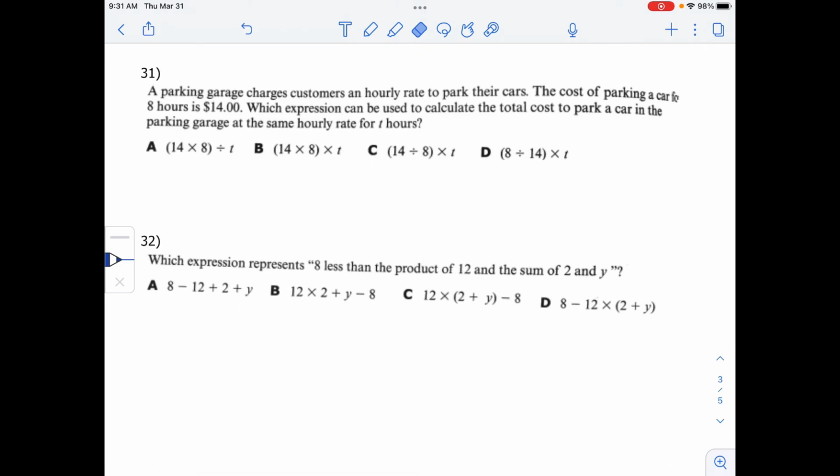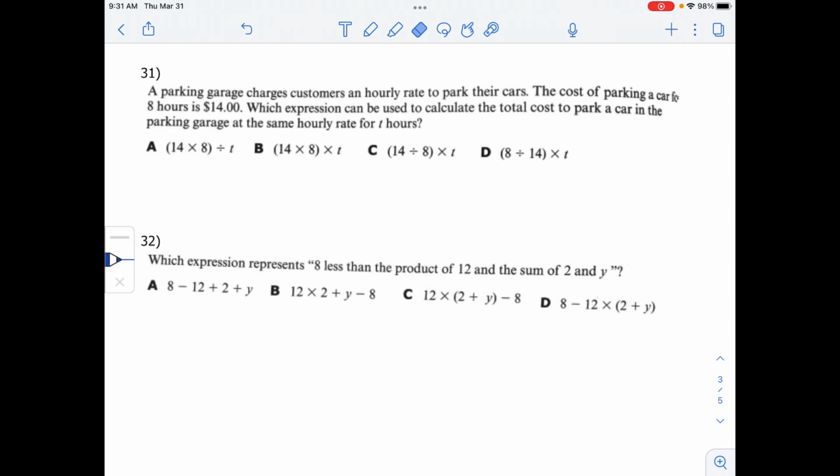31. A parking garage charges customers an hourly rate to park their cars. The cost of parking a car for 8 hours is $14. Which expression can be used to calculate the total cost to park a car in the parking garage at the same hourly rate for T hours?